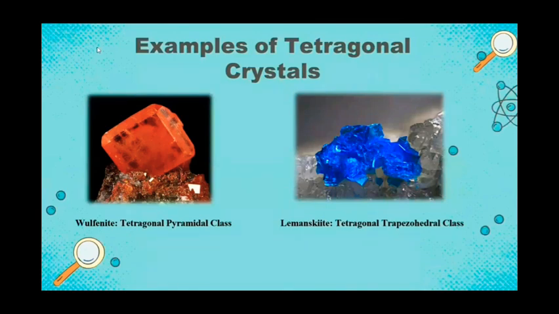The wulfenite is also an example of the tetragonal crystal, as well as the lamanskite. The wulfenite is a lead molybdate mineral, and it can be most often found as thin tabular crystals with a bright orange, red or a yellow to orange color. It can be brown at times. Although the color can be highly variable, in its yellow form it is sometimes called the yellow lead ore. However, in this case it's the wulfenite.